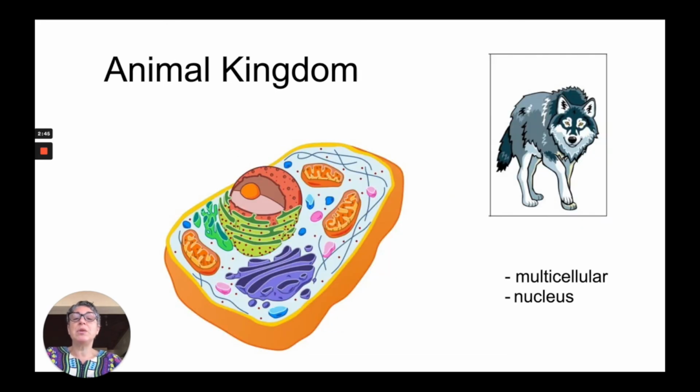When we compare this to the animal kingdom, we can see that there are quite a few less stipulations that we have to look at in an animal cell. So first of all, an organism that would go into the animal kingdom must be multicellular, and they must have a membrane-bound nucleus. They will not have a cell wall. They will not have chloroplasts. So if those organisms don't have the features that we just talked about within the plant kingdom, then they would possibly go into the animal kingdom.